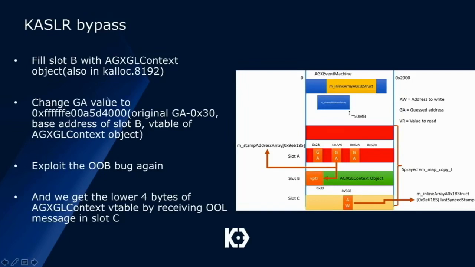And then we change the GA value to this, which is the original GA value minus 0x30. Because the base address of slot B is the vtable, the first 8 bytes of the object is the vtable address of the AGXGL context object. So we exploit the bug again, and finally we got the lower 4 bytes of the AGXGL context vtable. And after that, we bypass KASLR.